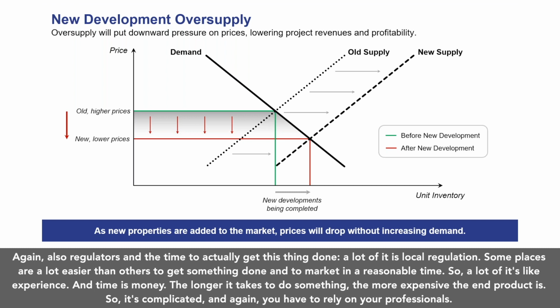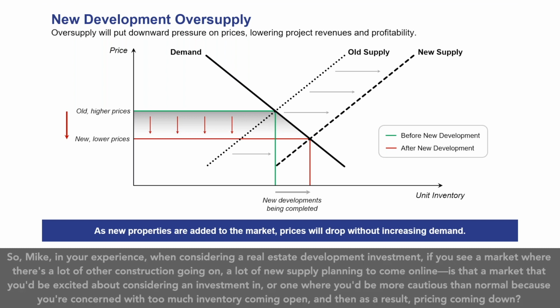Again, also regulators and the time to actually get this thing done. A lot of it is local regulation. Some places are a lot easier than others to get something into market in a reasonable time. So a lot of it is experience, and time is money. The longer it takes to do something, the more expensive the end product is. So it's complicated, and again, you have to rely on your professionals.